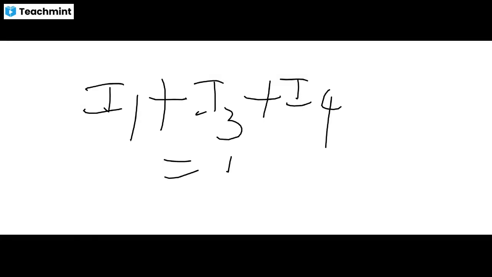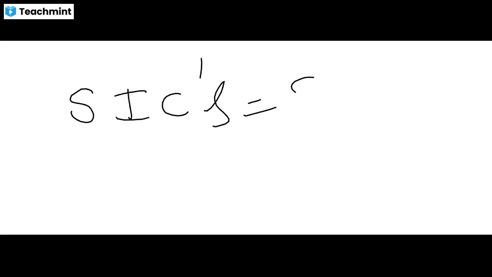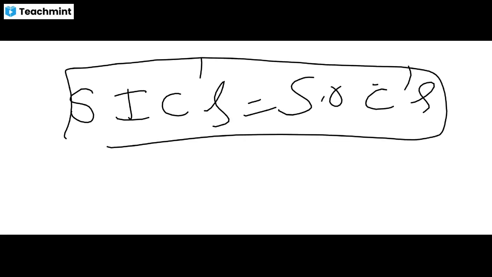Now, this can be simplified by taking all the incoming currents on one side and all the outgoing currents on the other side. What we got is: the sum of incoming currents equals the sum of outgoing currents. So Kirchhoff's current law can also be stated like this: sum of incoming currents equals sum of outgoing currents.